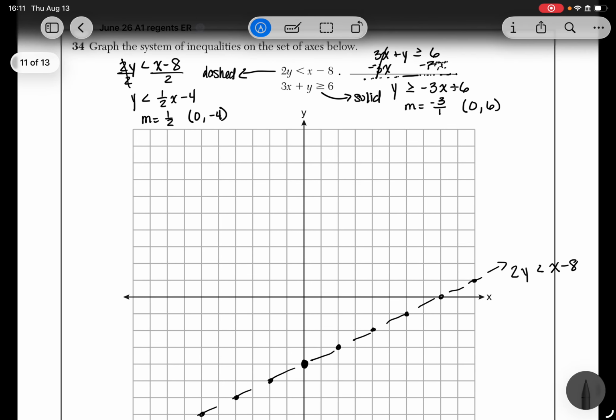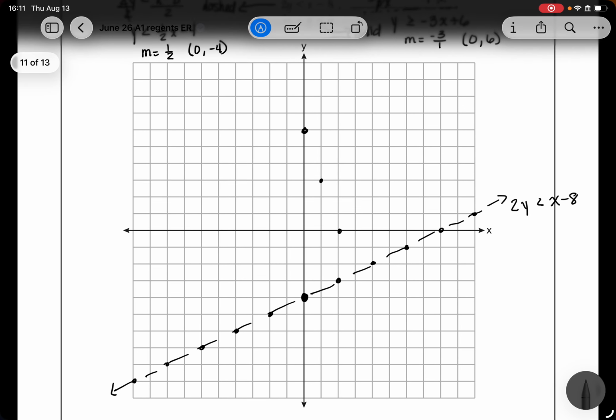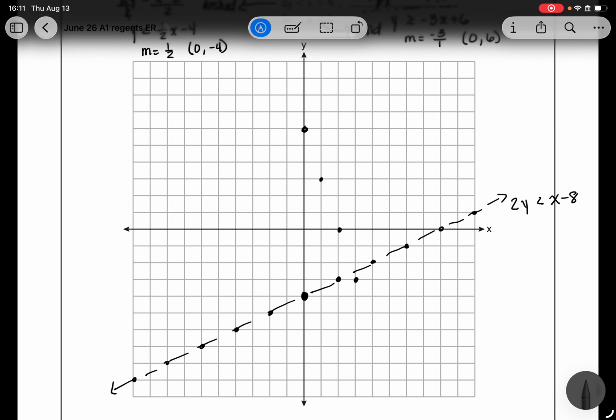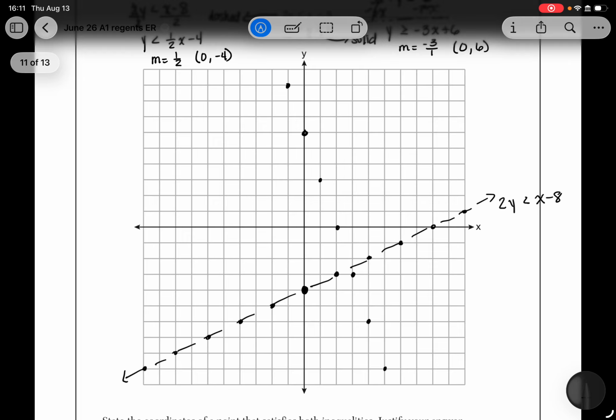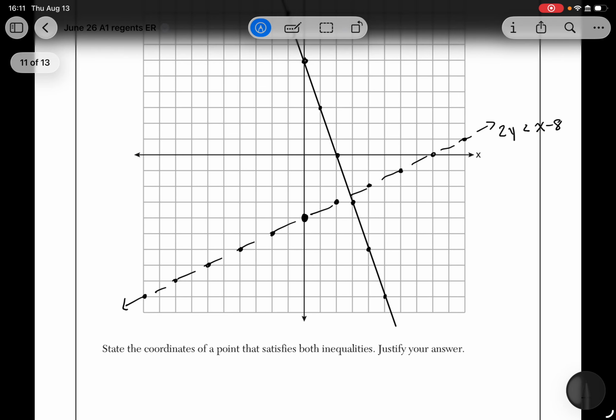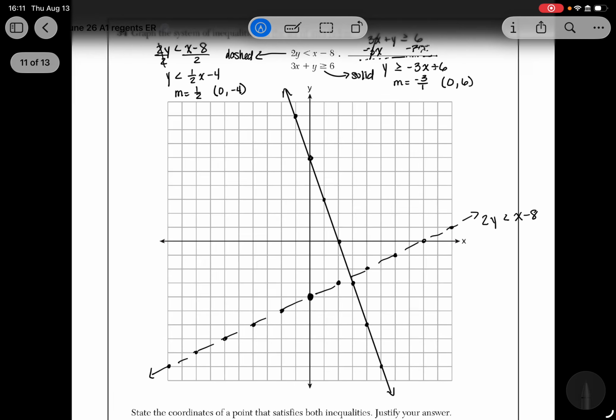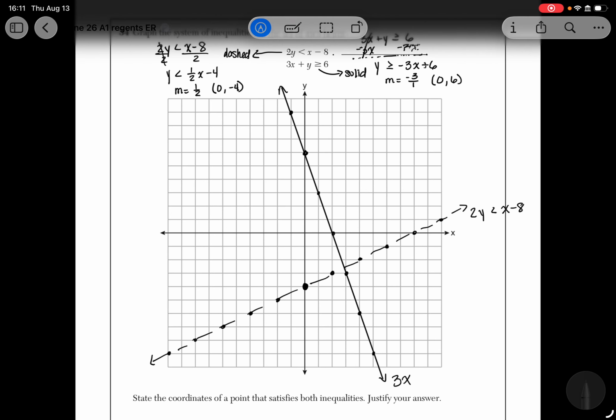And then for the second, we're going to go to 0, 6. And then we're going to go down 3, because our slope is negative, and then to the right 1. And you're just going to keep doing that. Down 3 to the right 1, down 3 to the right 1. Since we have space at the top, we're going to go up 3 and then to the left 1. And as we stated, for this one, our line is solid. So we just want to make a solid line through those points. And once again, I'm going to label her. So she is 3x plus y is greater than or equal to 6.